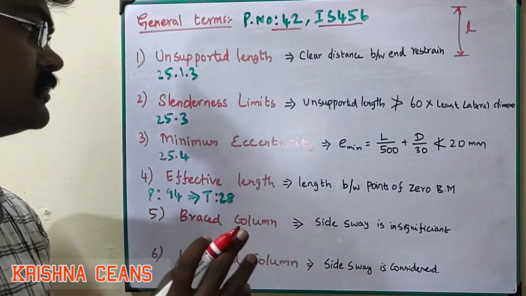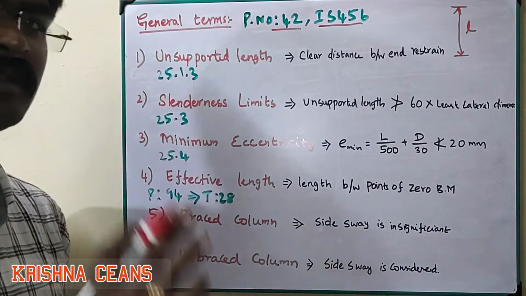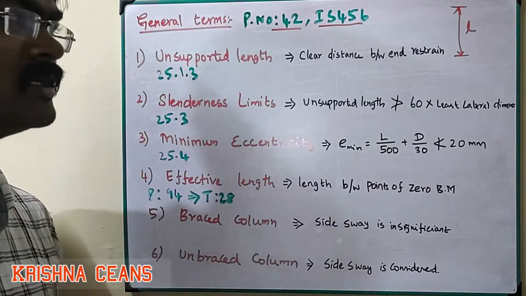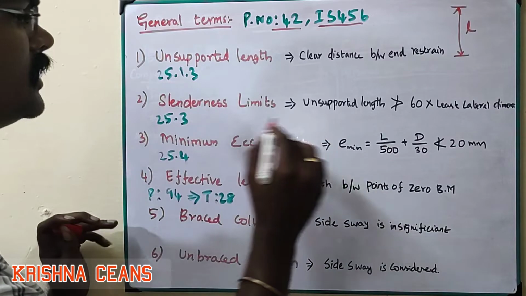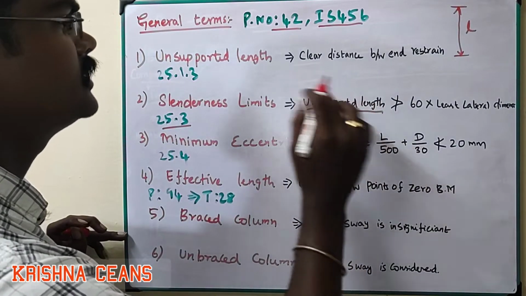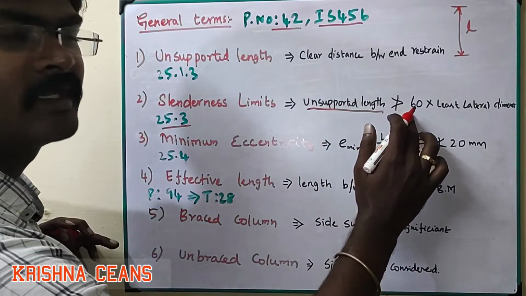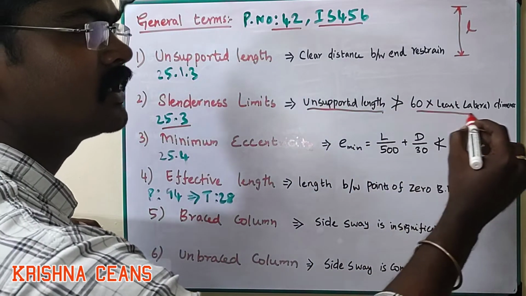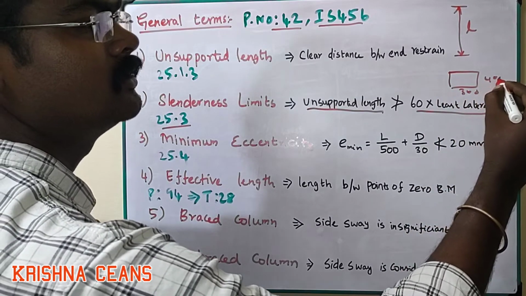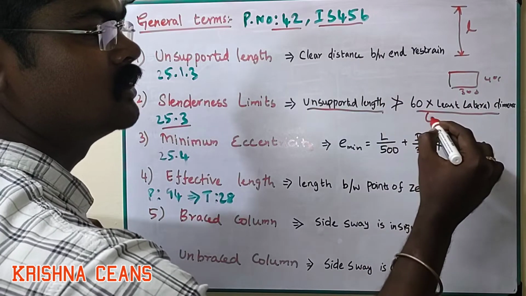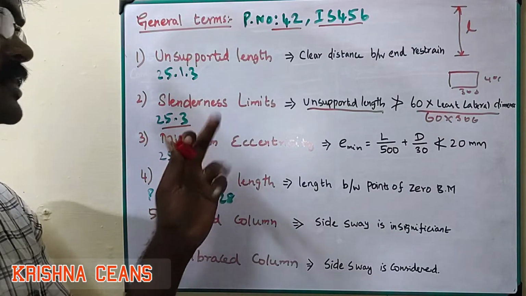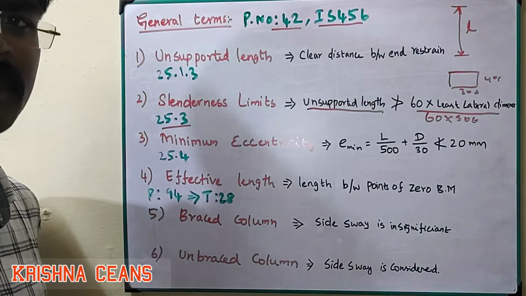That is the definition. Then next is the slenderness ratio. The slenderness ratio also has certain limits, which are mentioned in clause 25.3. The unsupported length should not be greater than 60 times the least lateral dimension. If the dimension is 300 by 400, the unsupported length should not be greater than 60 times 300. That is the slenderness limit, and we have to follow that limit also.